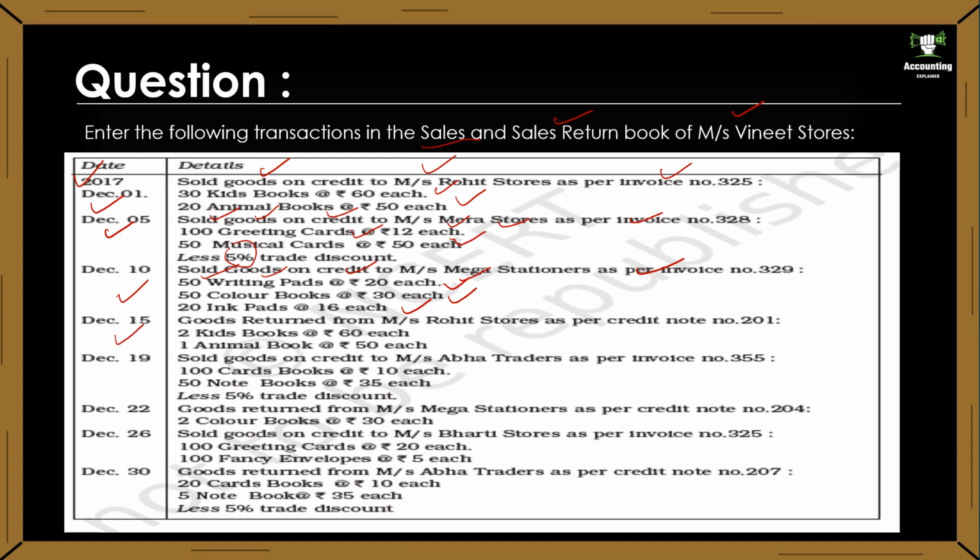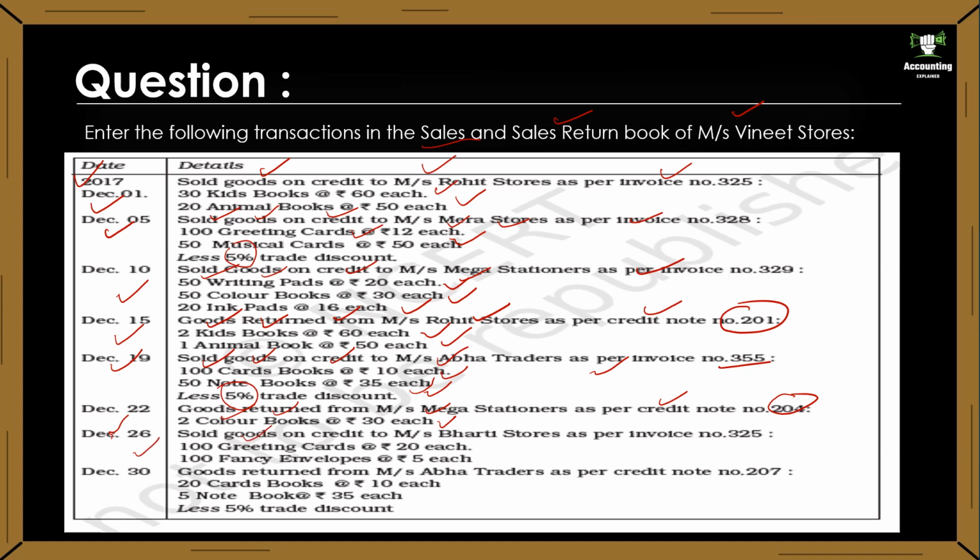December 15th. Goods returned from Messrs. Rohit Stores as per credit note number 201, 2 kids books at rupees 60 each and 1 animal book at rupees 50 each. December 19, sold goods on credit to Messrs. Abha Traders as per invoice number 355, 100 cards at rupees 10 each, 50 notebooks at rupees 35 each. Less 5% trade discount. December 22, goods returned from Messrs. Mega Stationaries as per credit note number 204, 2 color books at rupees 30 each.